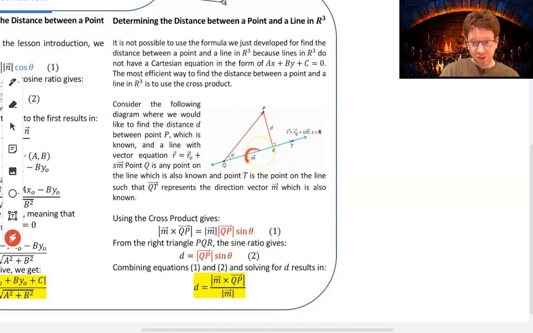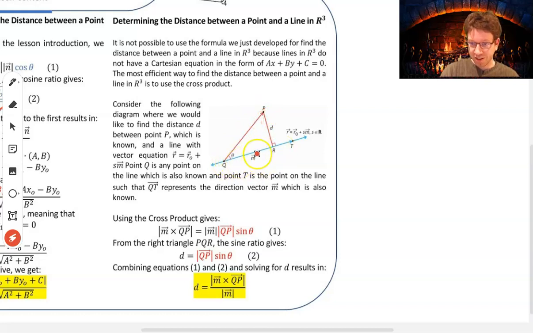Now we have a direction vector, m, on that line. And we have some point q on the line. We also have some point p not on the line. Now the distance between p and the line, the shortest distance, again, still makes a right angle to the line. Okay, so what we can do then is connect q and p into this vector, qp.